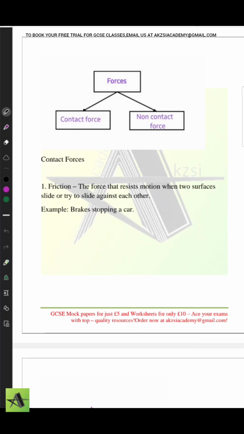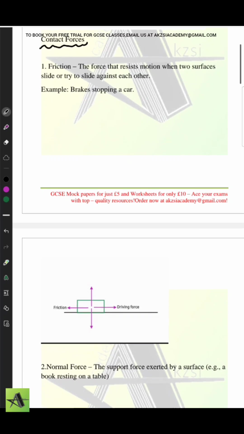As the name suggests, contact means the force that needs a contact in order to impart. If you want to push someone, you have to touch him. So that's called contact force, where you have to make some sort of contact. And these ones that I'm going to discuss are the types of contact forces. So the first one is friction.